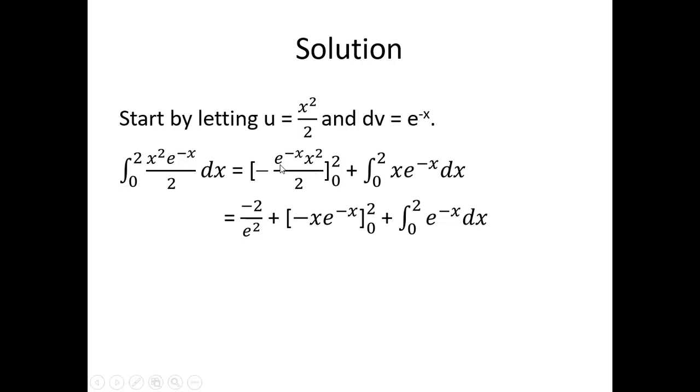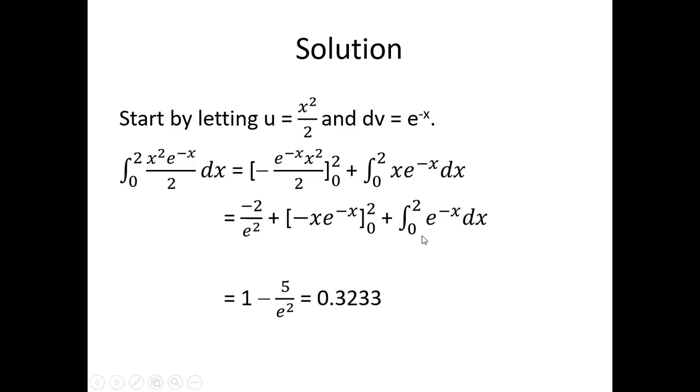Right, I would have minus e to the negative 2, so that comes downstairs in the denominator. And then we have up here a 4 over 2, so that's how we end up with a 2 in the numerator. When x is 0, this term just goes to 0. So this term here simplifies to minus 2 over e squared. When I work out this integral here, this will be my uv term again, using integration by parts, limits from 0 to 2. And then I'm left with plus the integral from 0 to 2, e to the minus x dx.